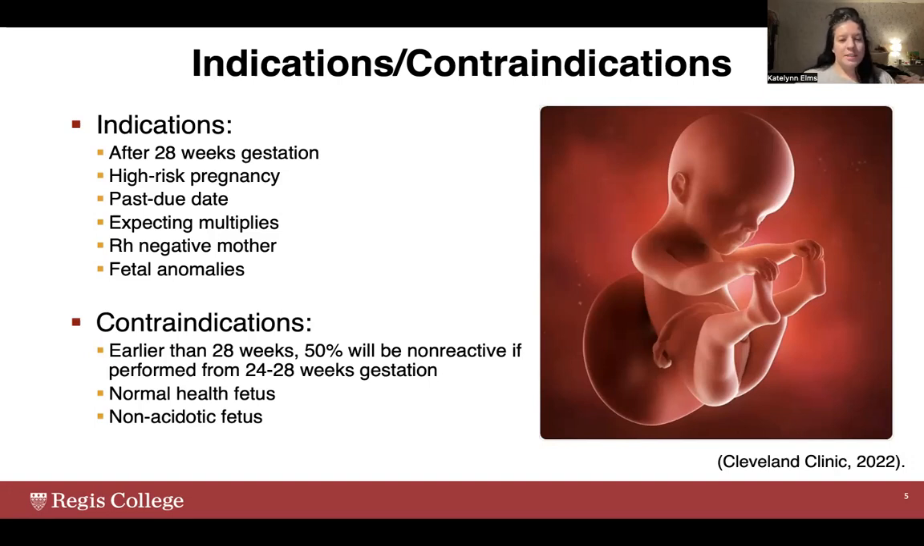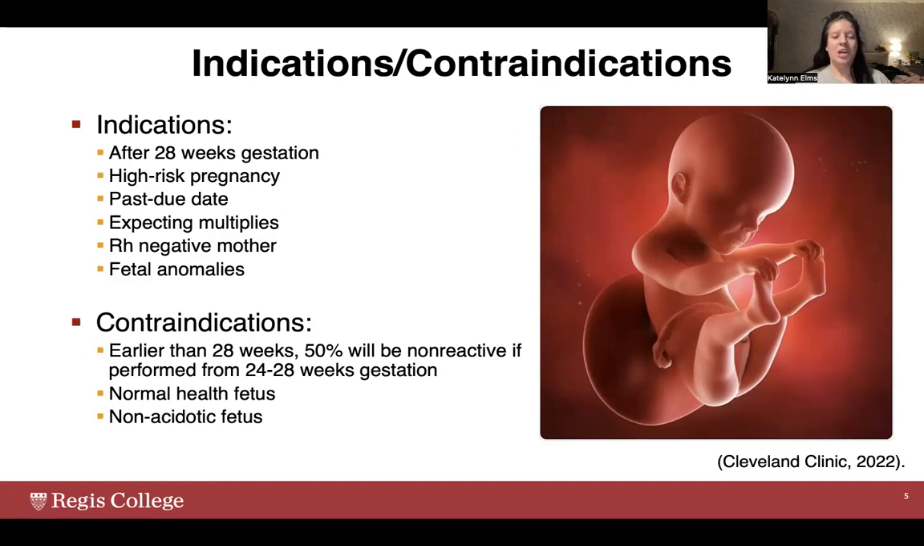So between 24 weeks and 28 weeks, we can do an NST. And whenever I worked on high risk, we would do them. But a lot of the times it's almost like you're looking for a problem. And if you look long enough, you will find something, especially on the high risk unit.